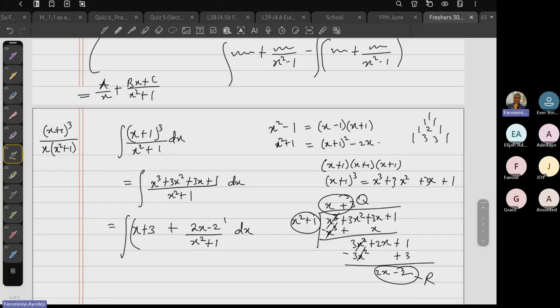Is anybody confused with any parts of what we have just said? So if it is clear, then we can actually go ahead with this. So we know that this can be split into x plus 3 dx plus 2.